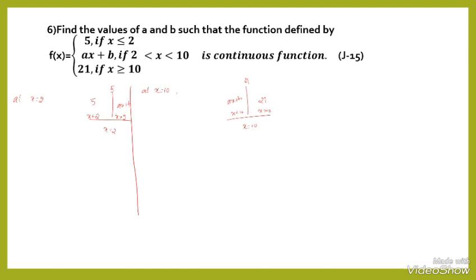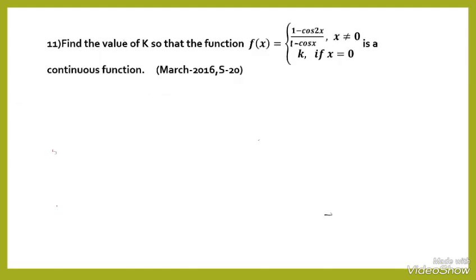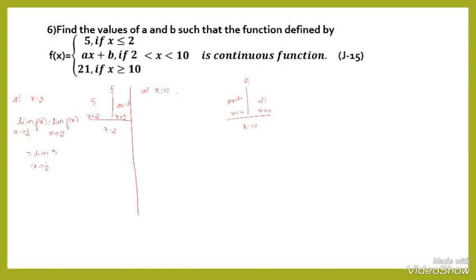By observing the rough diagram, we can easily say the left hand limit and the main function have the same values. So I can write here limit x tends to 2 minus f of x, the left hand limit, is equal to the right hand limit x tends to 2 plus f of x, is equal to f of 2. Limit x tends to 2 minus f of x is 5. Here f of x is 5. Then the equation becomes 5.